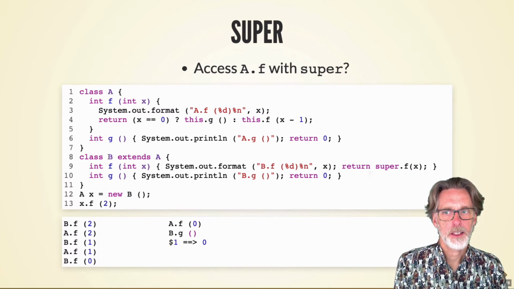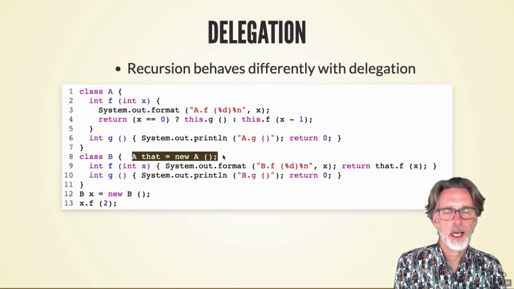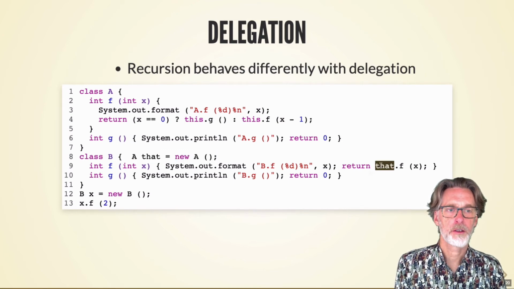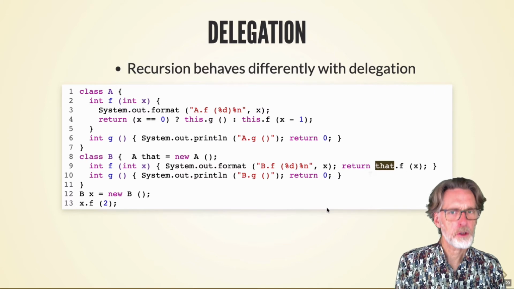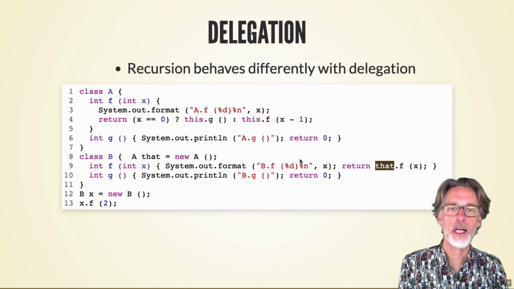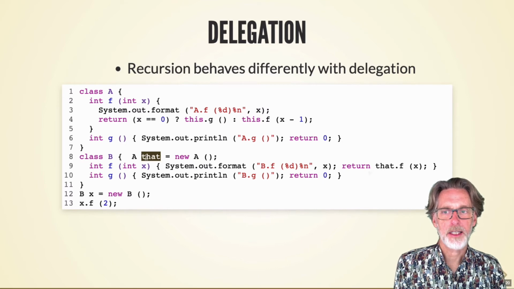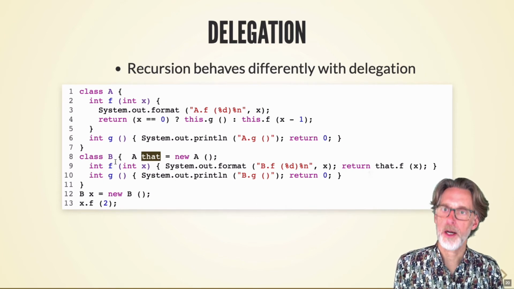To use delegation, I don't extend A, and I don't use super. Instead, I'm going to give my bird a private animal interior object and use that animal interior object to invoke f. And this should behave similarly to what I had before, but it's not exactly the same. And why not? It's because of what happens on this recursive call in A. Note that that is a separate object from B. I don't have a single object of class B that is also of class A. No, now I have two objects, one of class B and one of class A.